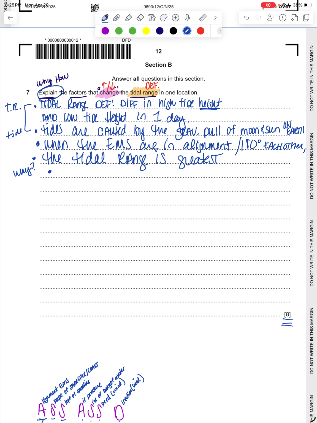Back to our command word, why and how. Why is the tidal range the greatest? This is due to the gravitational forces, or the gravitational pull, from your moon and sun being in the same relative direction. They're additive to each other. They're working together, pulling in the same relative direction. Gravitational pull of the moon and sun. I'm going to put M and S. Do not do that on Thursday. Being additive, like they're working together.